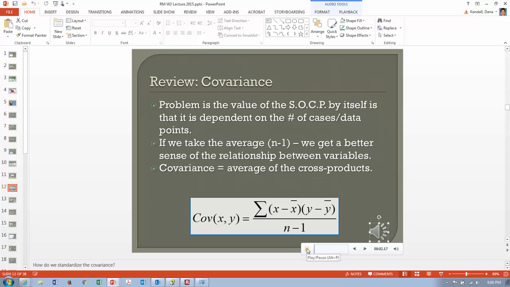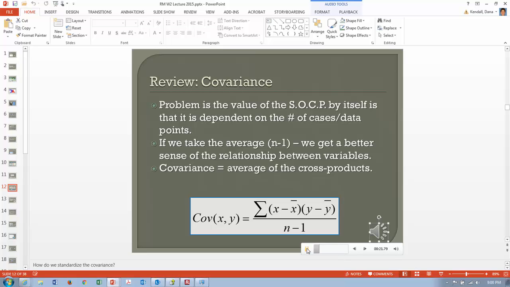Continuing on our theme of covariance review, we can calculate the covariance pretty easily, as you can see in the formula. This is from last week as well. And just a quick note about the sum of the cross products that's in the numerator of that formula.